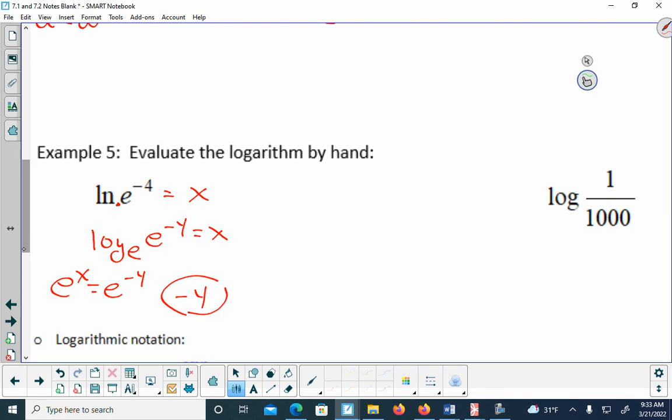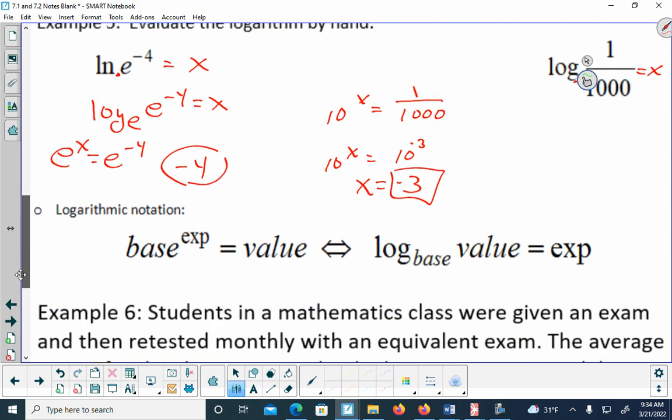This one, remember, with nothing written here, it's understood to be 10. So this is saying 10 to what power is equal to 1 over 1,000. When it's 10 to the x, the exponent is equal to that, so the log base value is equal to the exponent.